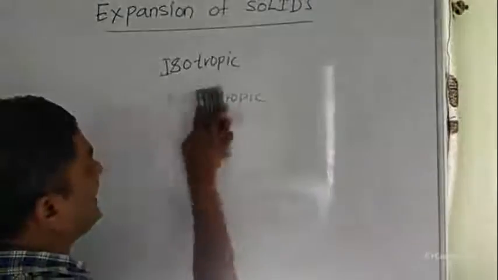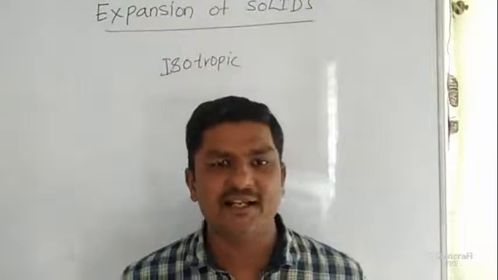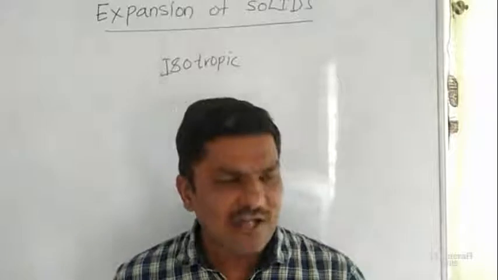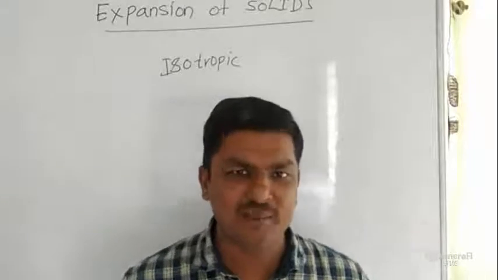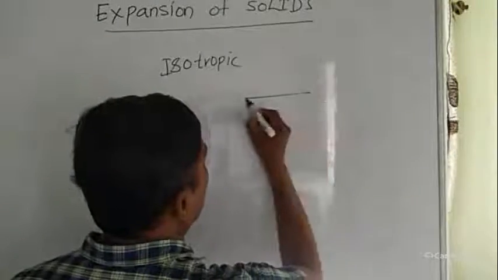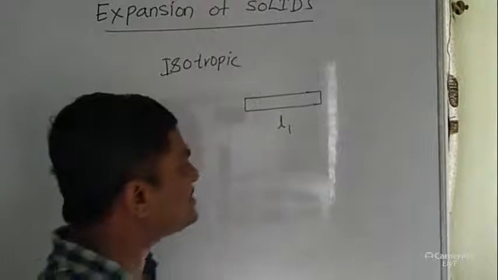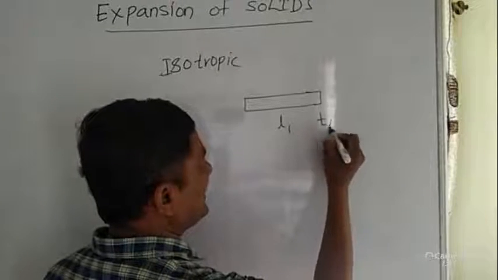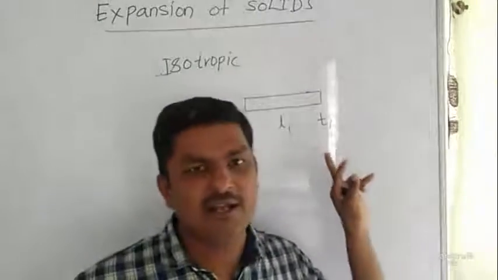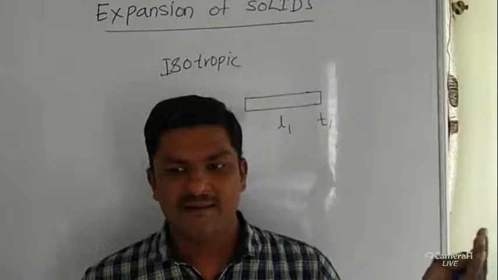For example, consider a solid, and if heat energy is supplied to the solid, it expands. First of all, I consider one dimension, that means I am considering length. So consider a rod, and the initial length of the rod is L1, measured at T1 degree centigrade.